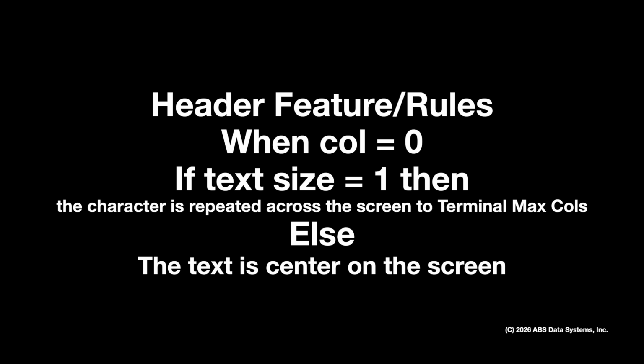The header code has some features and rules. When the column equals 0, if the text size is equal to 1, then the characters are repeated across the entire screen of the terminal, up to the terminal max column size. Else, the text is evaluated and centered on the screen, which saves you the time of trying to compute what the center of the screen is going to be.